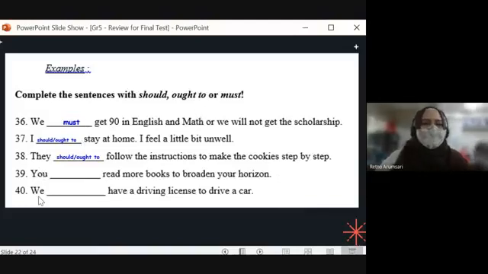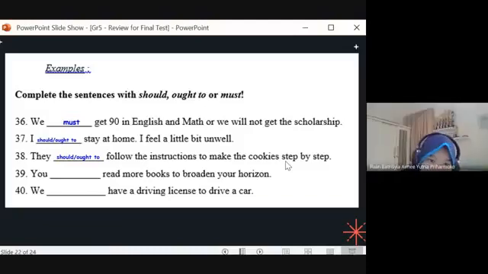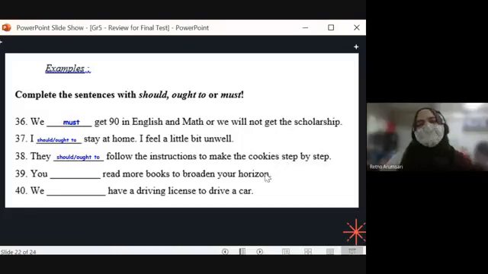Okay. Now, number 39. You should or ought to read more books to broaden your horizon. Is this a rule or is this advice? Yeah, it's just advice, okay? It's up to you whether you want to broaden your horizon or not.